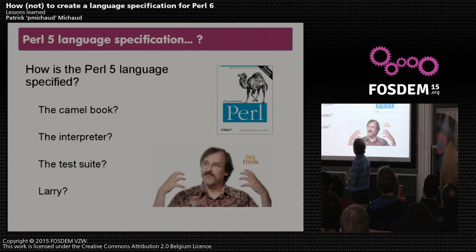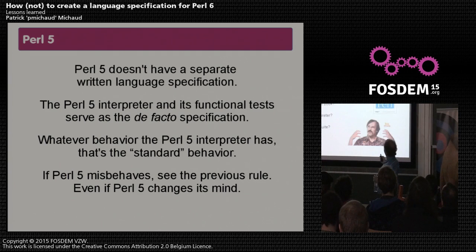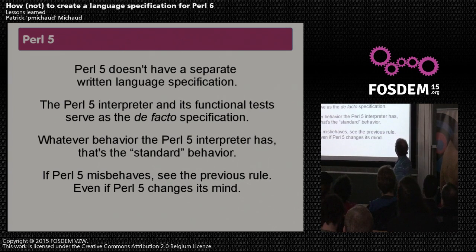These days, it's widely considered that the interpreter and the test suite form the Perl 6 language specification. And anybody who wants to disagree with me on that, you're probably right. But Perl 5 doesn't have a separate written language specification. The interpreter and its tests, that defines Perl 5. So whatever the Perl 5 interpreter does, that's the standard behavior, right?